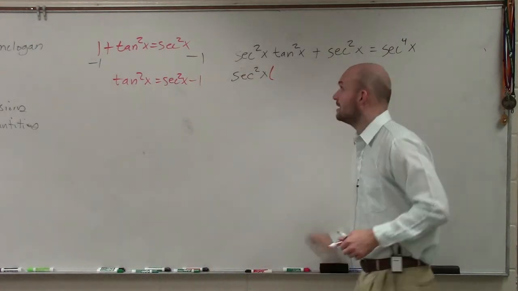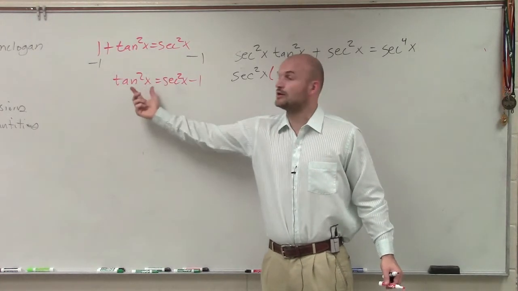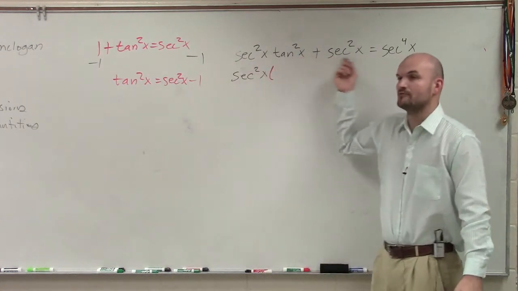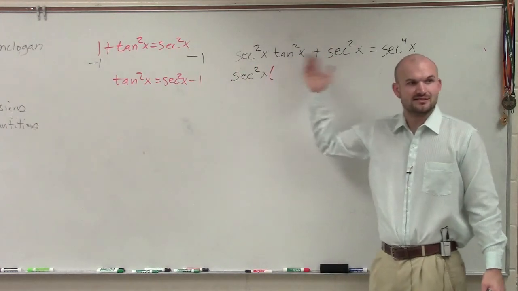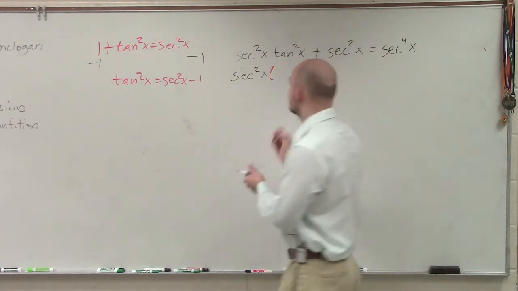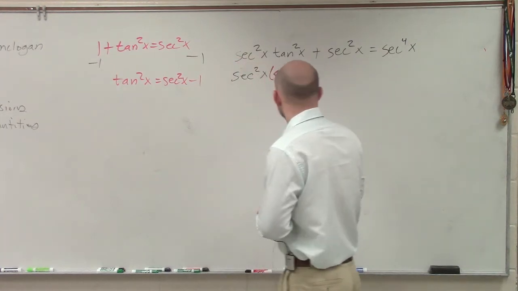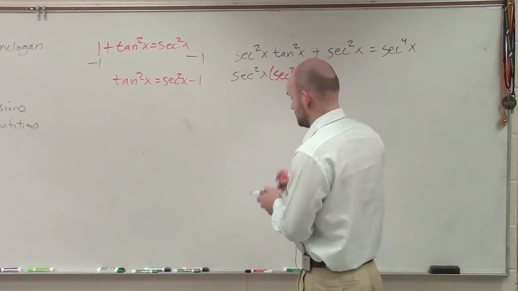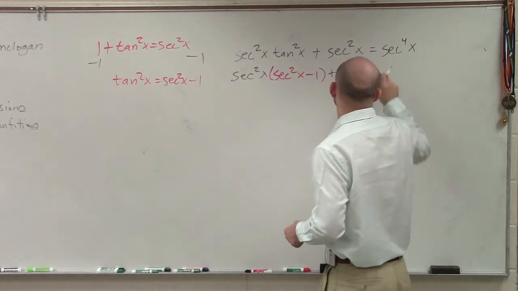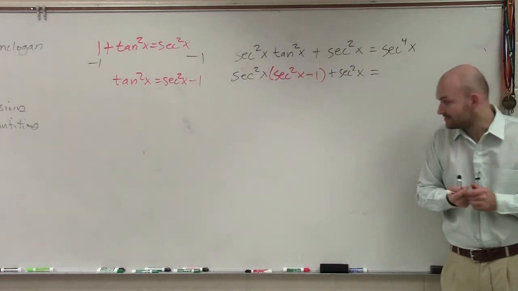Do you guys see what I did? I solved for tangent. The reason why I solved for tangent is because I'm going to want to replace tangent squared with secant squared of x minus 1, because I'm going to try to rewrite this all in terms of secants. Since the right side is only secant, I want to get rid of that tangent. So I rewrite this now as secant squared of x times secant squared of x minus 1, and then plus secant squared of x equals. OK, because we know it equals the right side. You don't have to keep on rewriting that every single time.